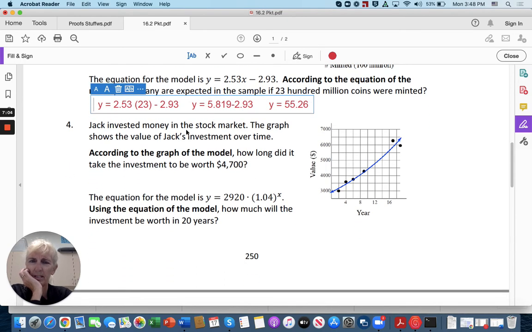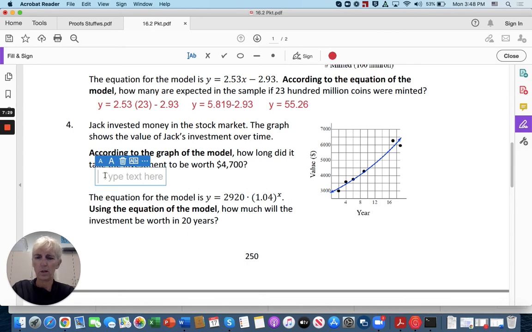Jack invested in the stock market. The graph shows the value of Jack's investment over time. According to the graph of the model, how long did it take the investment to be worth $4,700? So here's your investment, $4,700, there's $4,500, $4,700 is right there. So we go across, and probably about 12 years. So I would put 12 years.